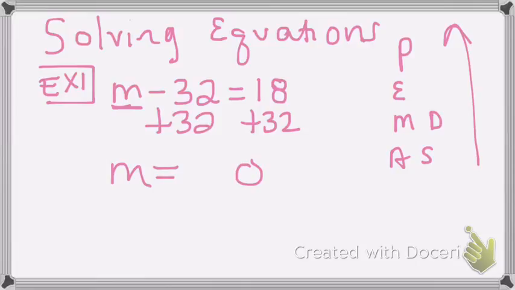18 plus 32, so 10, carry the 1, 4. So M is 50. And you can put the 50 back in here to check yourself. So is 50 minus 32 18? Yes, it is.